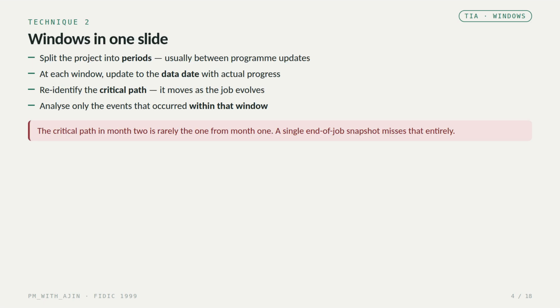Technique 2. Windows. Instead of analyzing the whole job in one go, you split it into periods, usually between your program updates. At the start of each window, you update the program to the data date, incorporating all the actual progress. Then, and this is the crucial part, you re-identify the critical path for that window because it moves as the job evolves. And you analyze only the events that occurred within that particular window. The critical path in month 2 is rarely the same one you had in month 1. A single end-of-job snapshot misses that movement entirely, which is why windows exist.